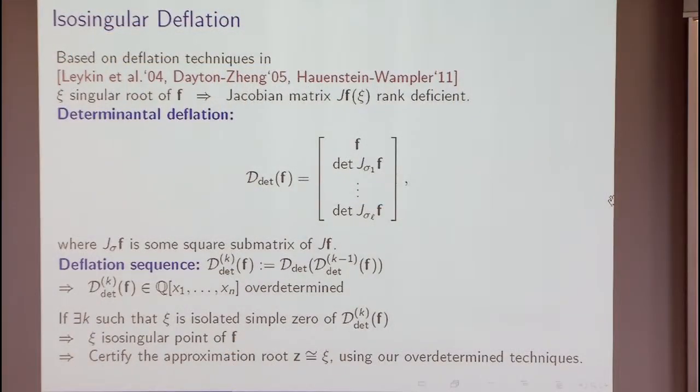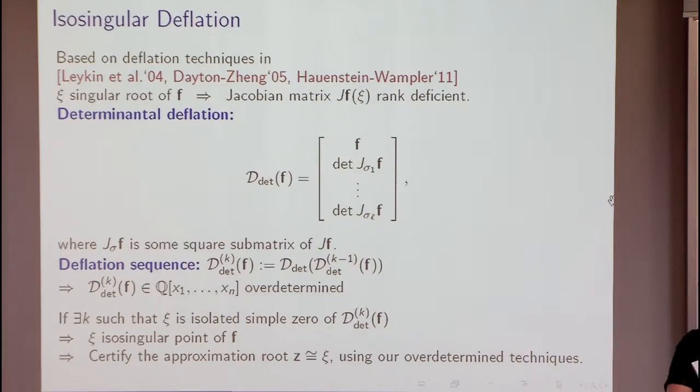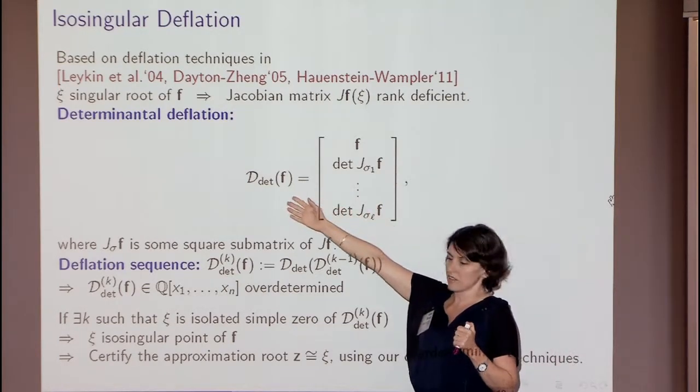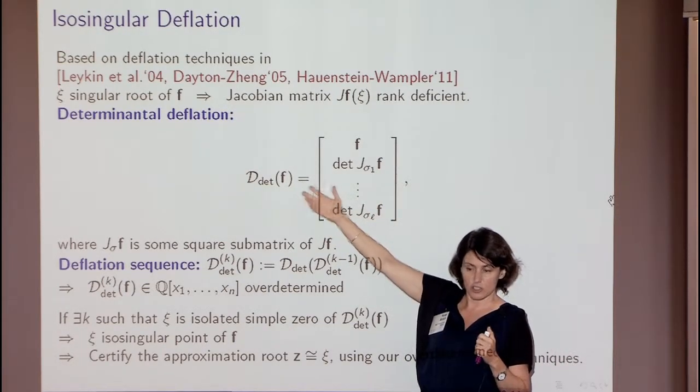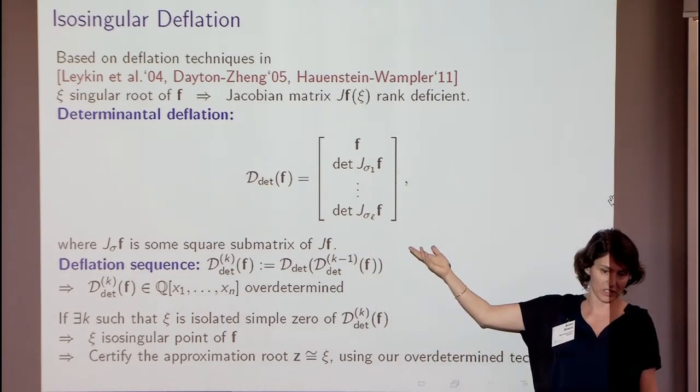We will use the same, similar deflation methods that other people use, and you have seen today several times. We call this determinantal deflation. There are, again, other choices. We happen to choose this one because it has some properties that we like.